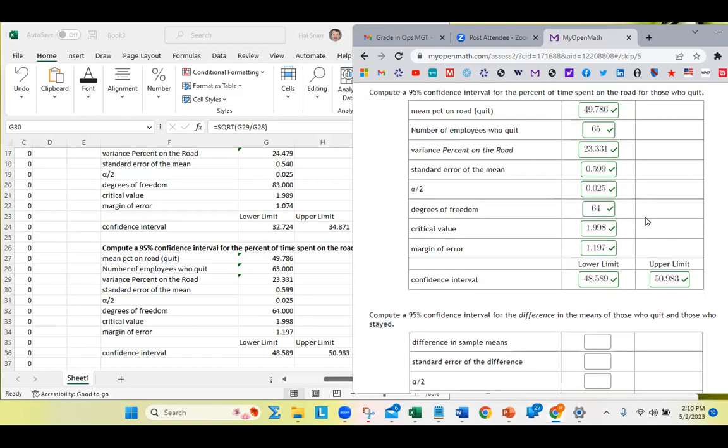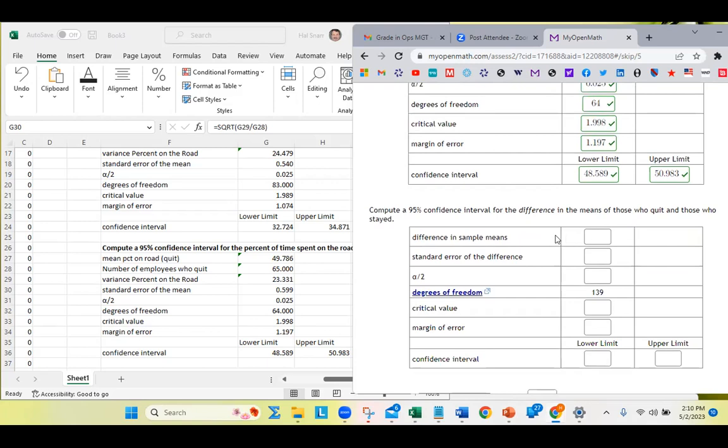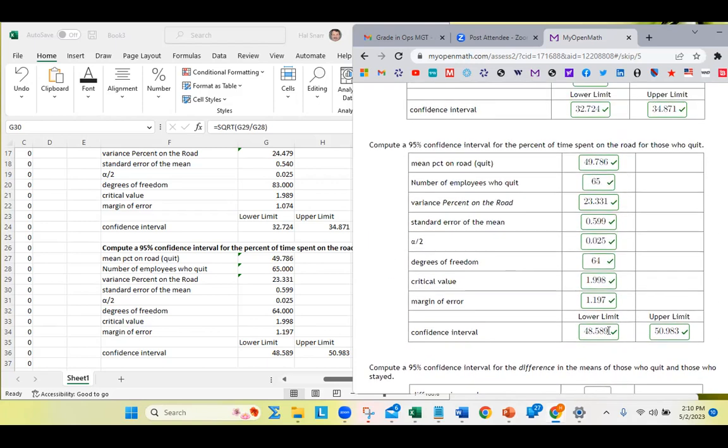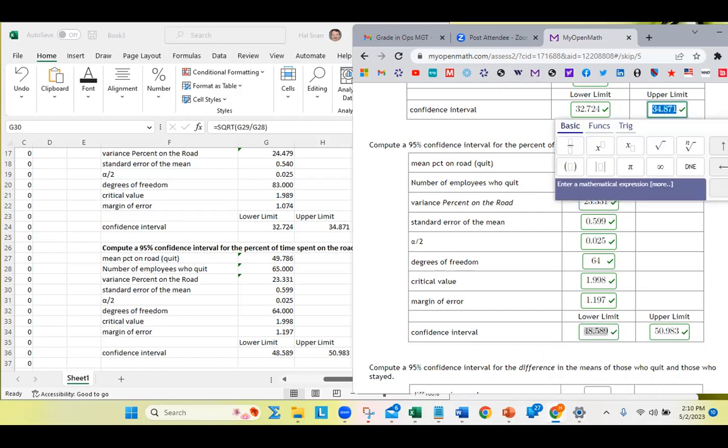All right. Matt, you got those numbers entered? Yes. All right. So now notice, best case scenario, the average percent of time spent on the road by employees that quit is 49%. For the employees who stayed, the worst case scenario is 35%, right?